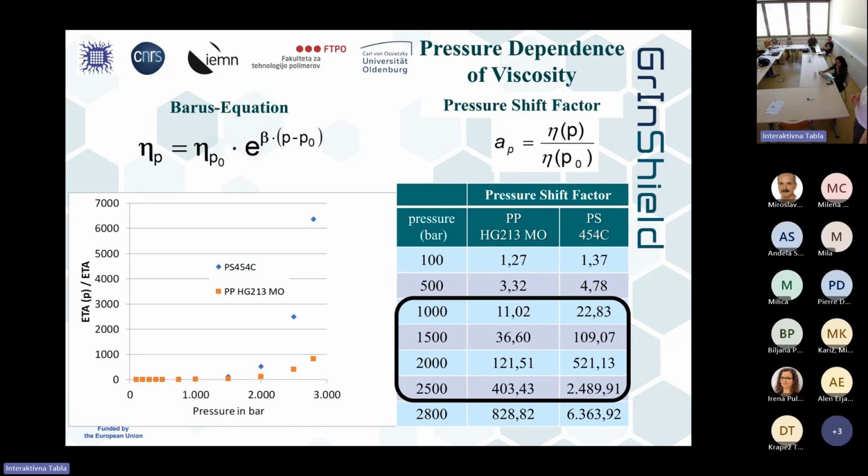So for PP, if we go to 1,000 bar pressure, the viscosity is 11 times higher. If you go to 2,000, 121 times higher. But for polystyrene, with this complicated monomer with the styrene ring, if you go to 2,000 bar, it's 500 times, and to 2,500 it's 2,590, really 2,500. That's the pressure influence. We have to take it into account.